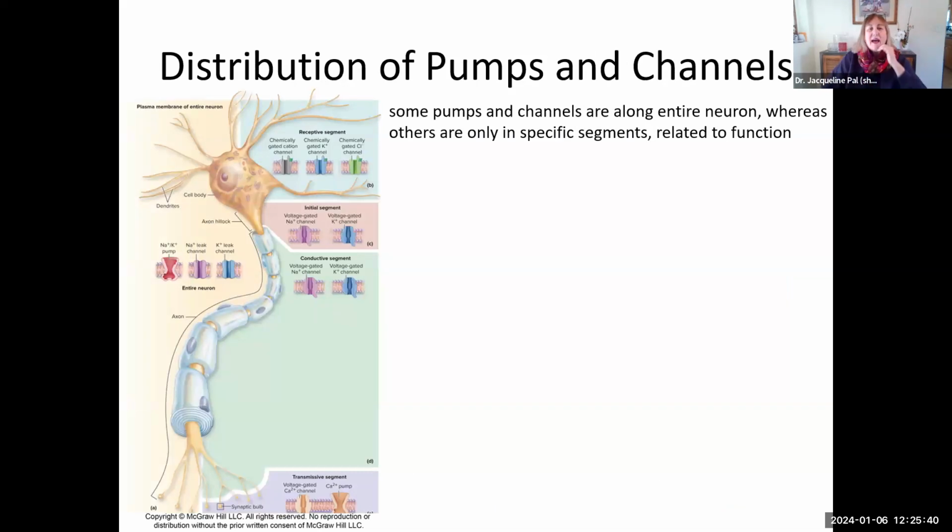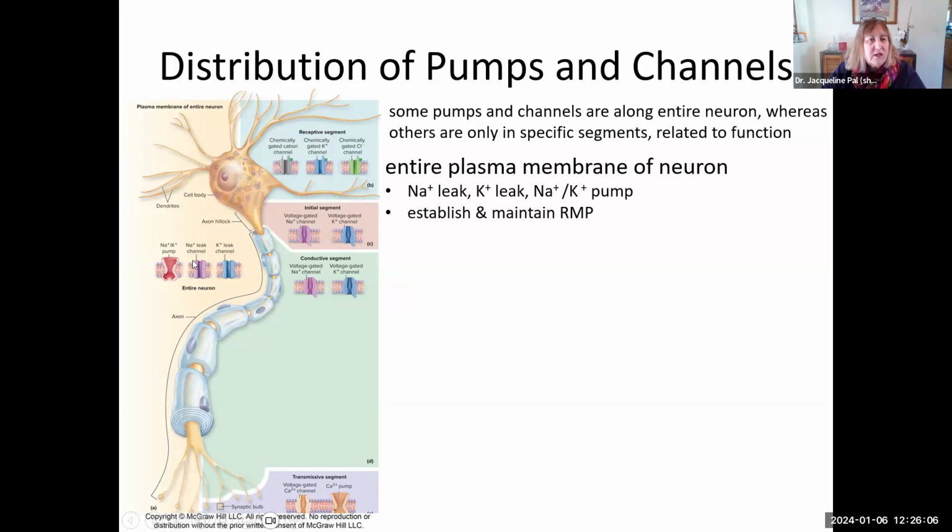All right, so now let's look at all these different channels and pumps and see where they are in the neuron. Let's start first on this left side where all this yellow part is of the neuron, because some of these pumps and channels are all over the place and some of them are only in specific areas, and it's all related to the function. In this yellow area, throughout the entire plasma membrane of the entire neuron, we are going to have our sodium leak channels and our potassium leak channels the entire length. So sodium is going to diffuse in, potassium is going to diffuse out.